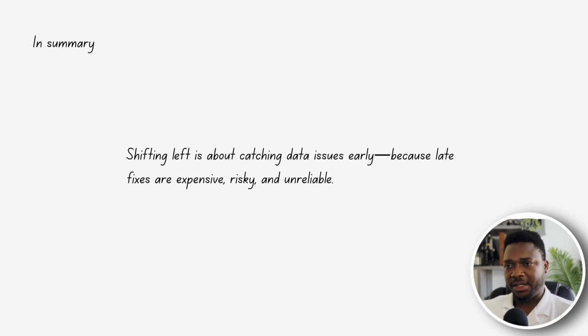I'm going to wrap up this first part and just say that the summary of all I've been talking about is that shifting left is about catching data issues early, because late fixes are expensive, risky, and very unreliable. It's a mindset that says, let's stop reacting to broken dashboards and start building processes that prevent them. And it's something that everyone should be really interested in looking at. In the next part of this series, we'll go much deeper to look at how the role of the data team is evolving and why they are not just analysts or engineers anymore. They are becoming system designers, product collaborators, and quality architects. And we're going to be looking at that.